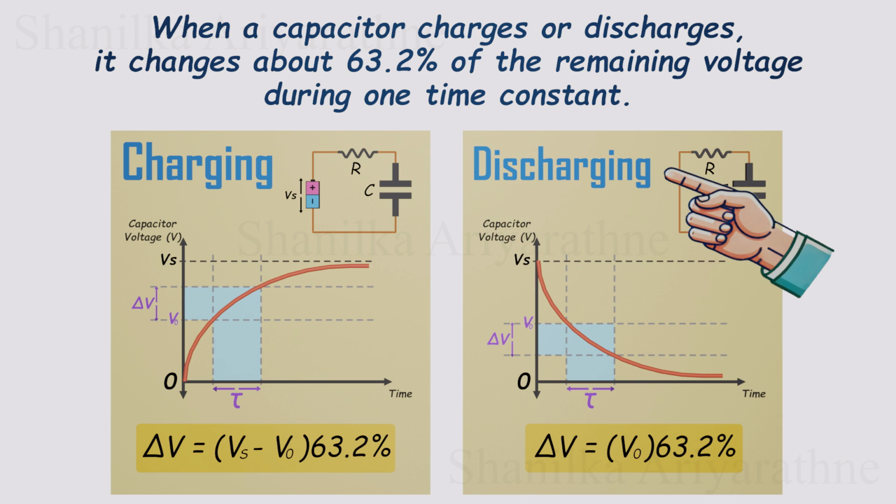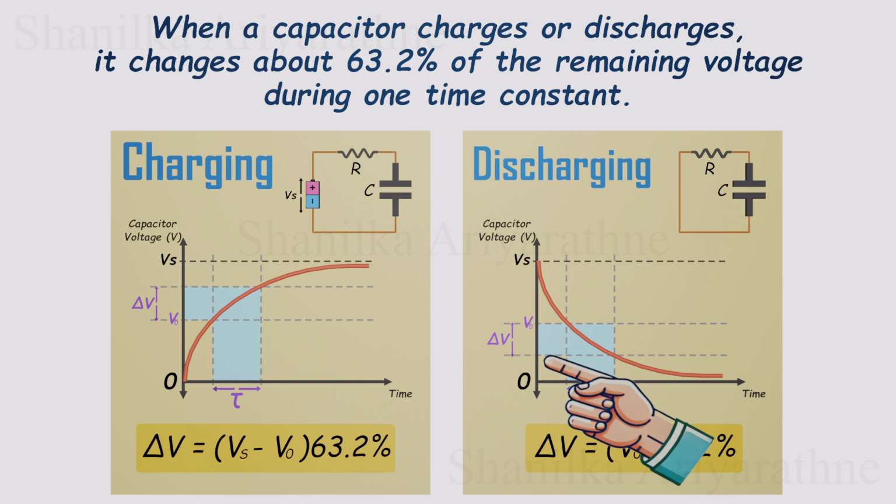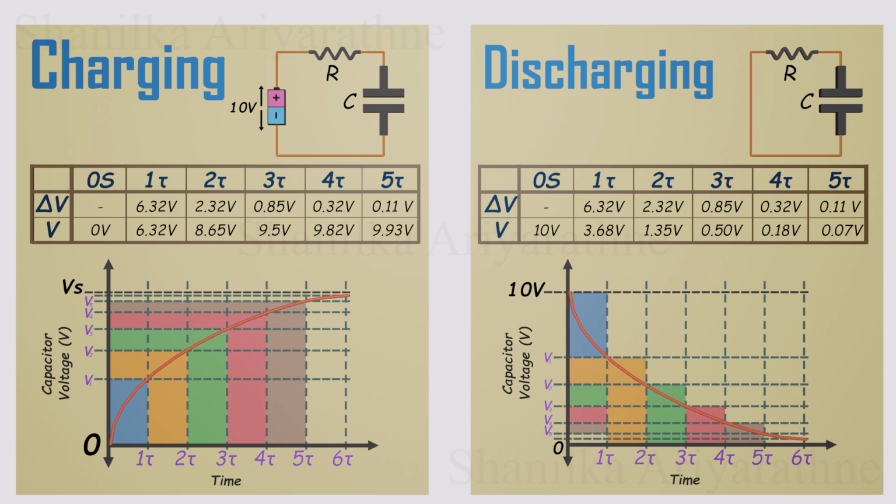When discharging, calculate how much the voltage drops and subtract it from the starting voltage. The method stays the same. The only thing that changes is whether you're adding or subtracting. Now let's compare these charging and discharging circuits.